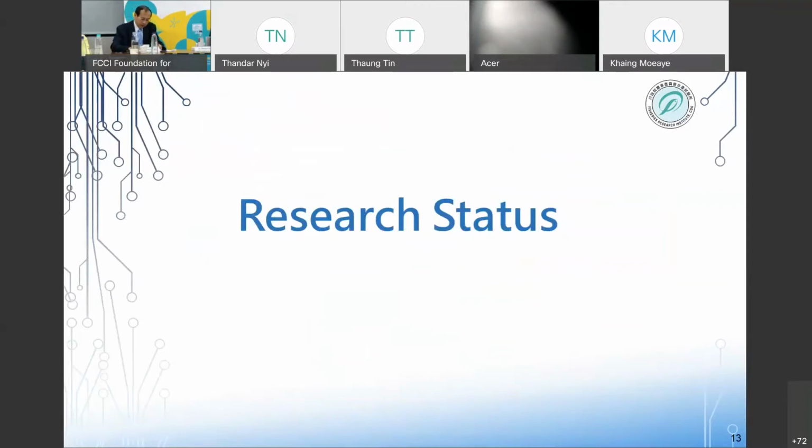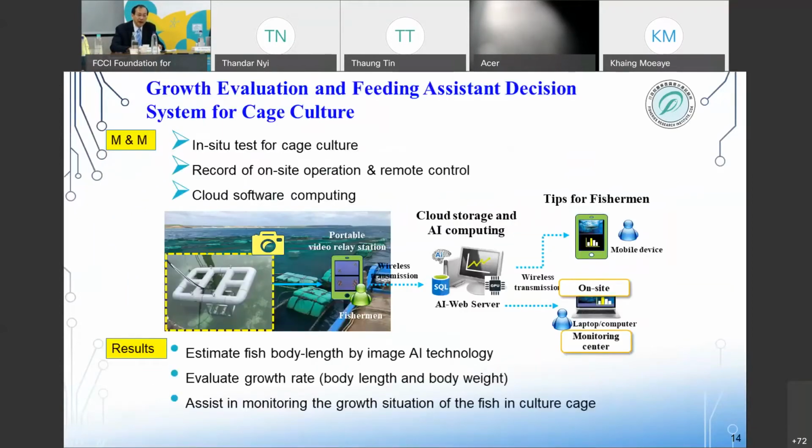I think you are more interested in knowing the updated research for smart aquaculture in Taiwan. So let me go to the research status. I should say that this is not all the research or studies. That's just the very hot and updated research.